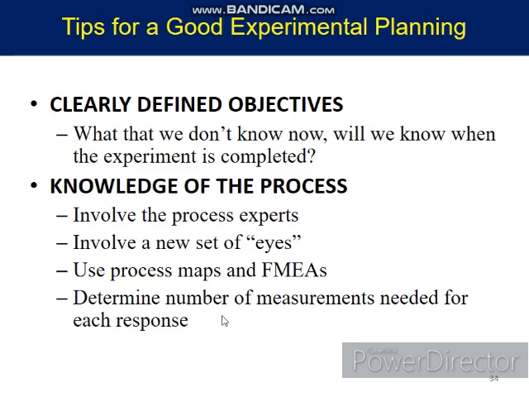Determine the number of measurements needed for each response. So you have to understand and determine the number for each response. For example, for the first experiment that you run, if you want to measure the softness of the bread, how many times should you do it to get a good value? This has something to do with ensuring that the data you get is actually good data. So this has something to do with replication and repetition.